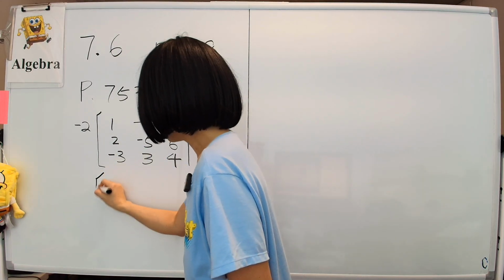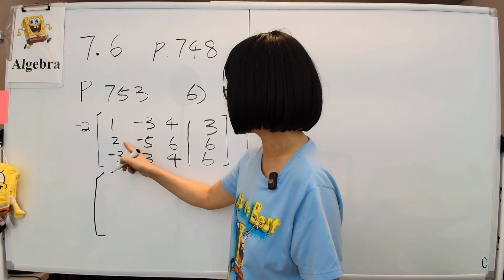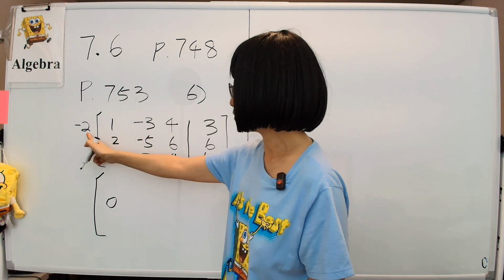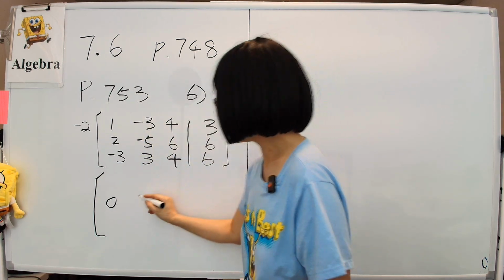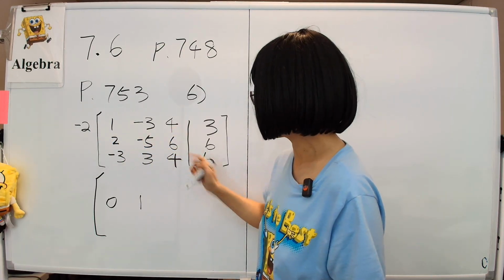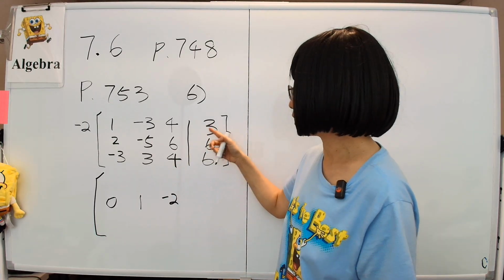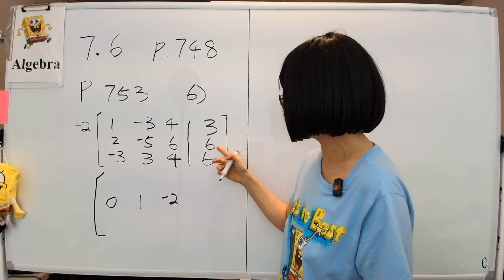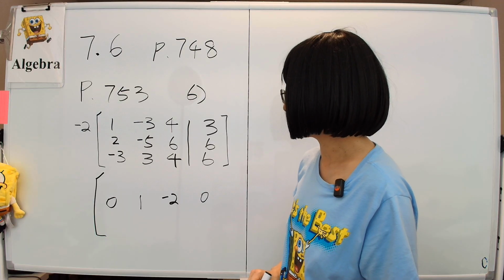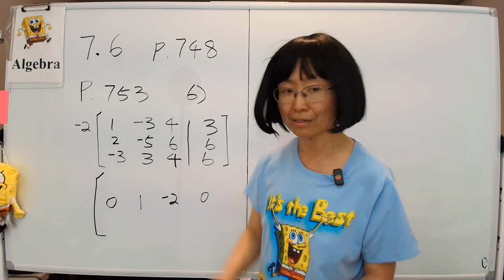So let's do that. The first 1 times minus 2 plus 2, that will be 0. And then minus 3 times minus 2 is positive 6, minus 5, that's positive 1. And then 4 times minus 2, minus 8 plus 6, that is minus 2. And then 3 times minus 2, minus 6 plus 6, that is 0. So I did that. And the rest of it, I have to copy down the rest of all the numbers.